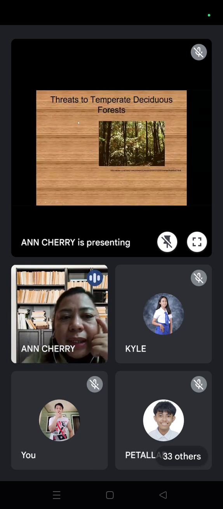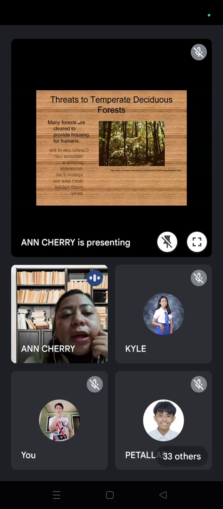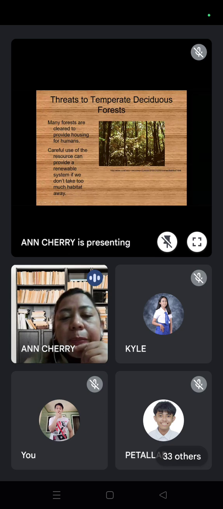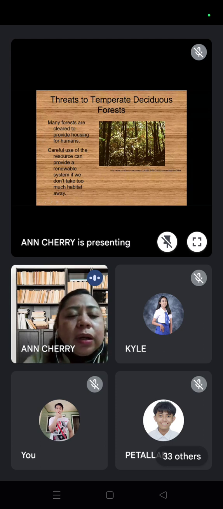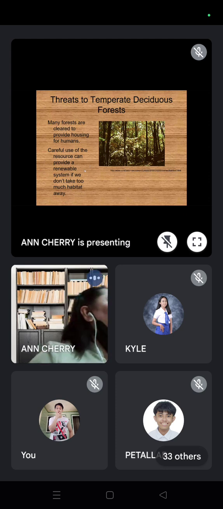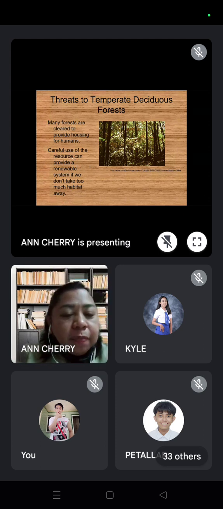What are the threats in the temperate deciduous forest? Many forests are cleared to provide housing for humans. So again, it is for human development. Okay. Then, careful use of the resource can provide a renewable system if we don't take too much or take it all away.